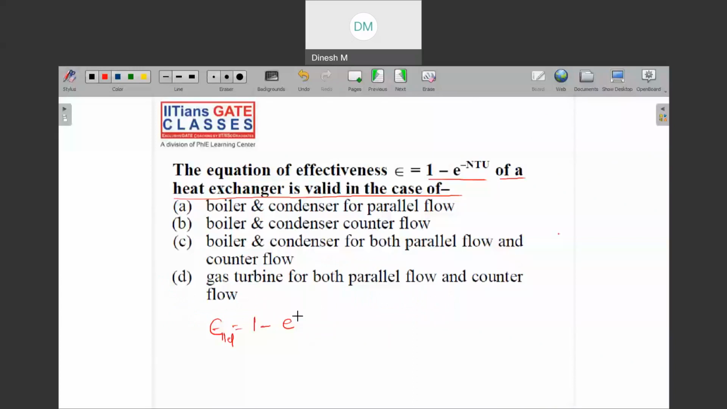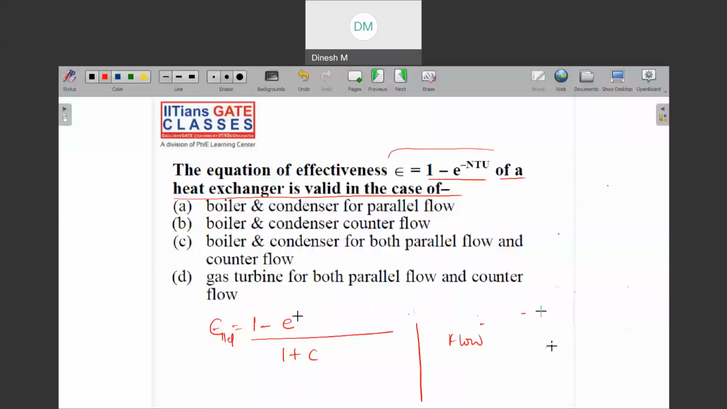For counter flow, this was 1 minus e to the power minus (1 minus c) into NTU, divided by 1 minus c times e to the power minus (1 minus c) into NTU. This was this, right? So now it says that when this case is valid and we put c equal to 0, can you see that this is 1 minus e to the power minus NTU, and here also this is 1 minus e to the power minus NTU.